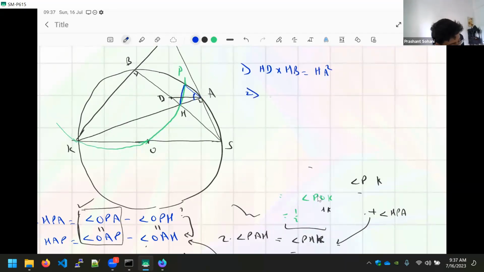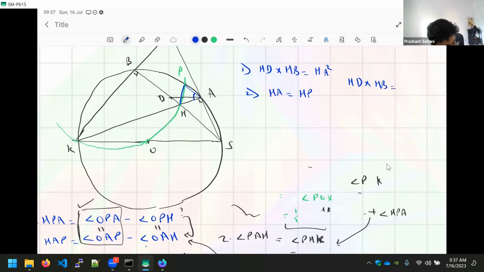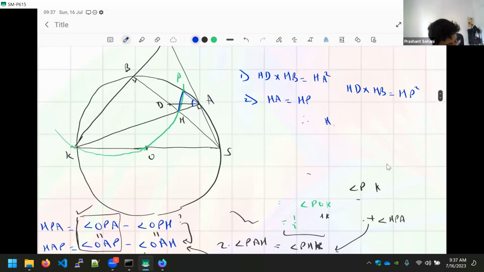And from part 2, we got that HA is equal to HP. So therefore, HP is tangent to the circumcircle of PDB also. Just putting this together, HT into HP is also equal to HP square. And again, using the converse of the power statement, HP is tangent to the circumcircle of BDP. Okay, does everybody follow this?